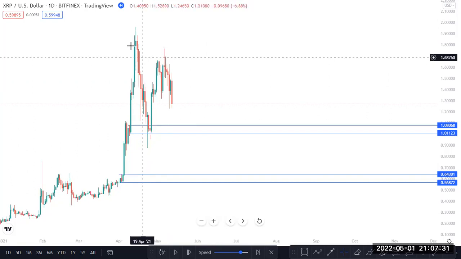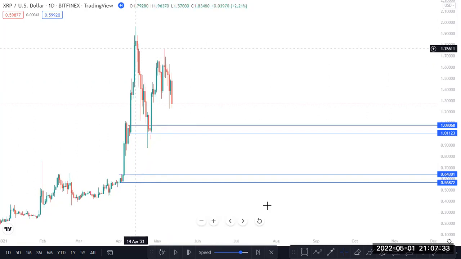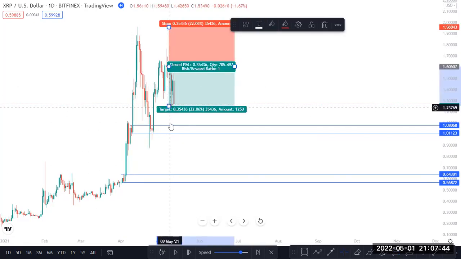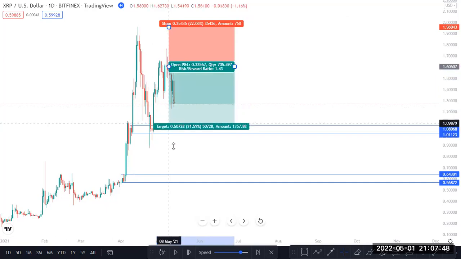So you can see how we are rejecting this area. So what I can do is take my short entry as soon as I see this weak rejection, and I target this swing low, right? Or you can even choose that, okay, I want to risk it all, guys.